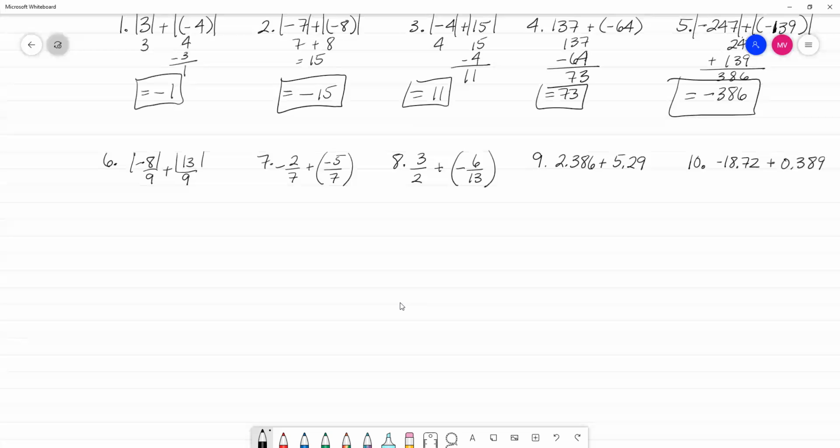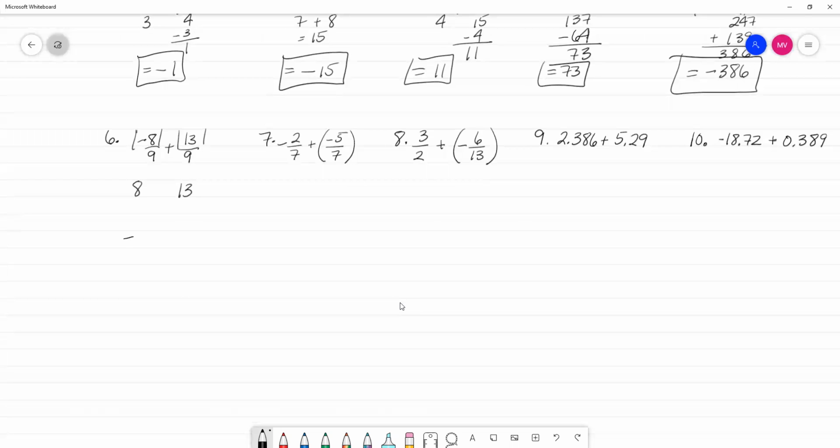So let's just look at our numerator here. We have the absolute value of negative 8 is 8. The absolute value of 13 is 13. The positive number in our problem is our larger absolute value, so we know that our answer is going to be positive. Just going to bring that down here. And so 13 minus 8 gives us, what, 5? All right, so our solution is negative 5/9.